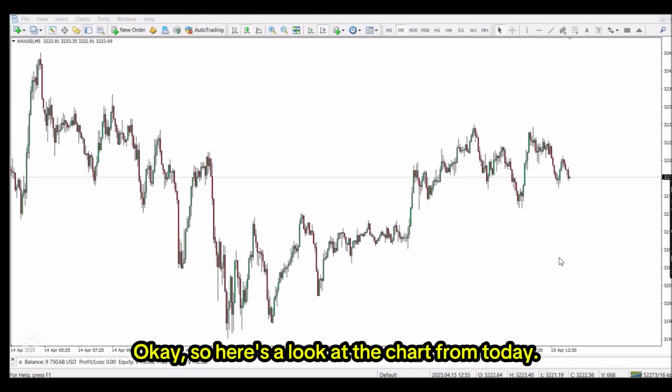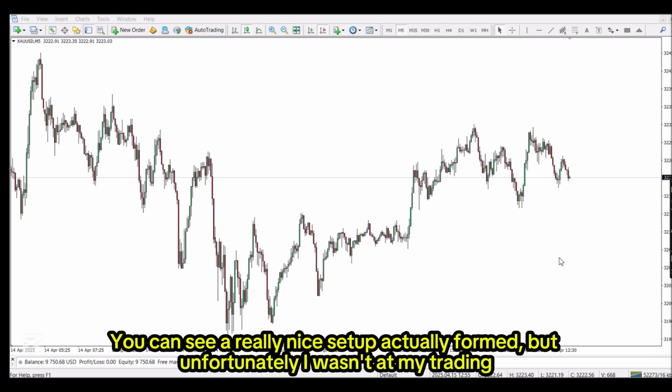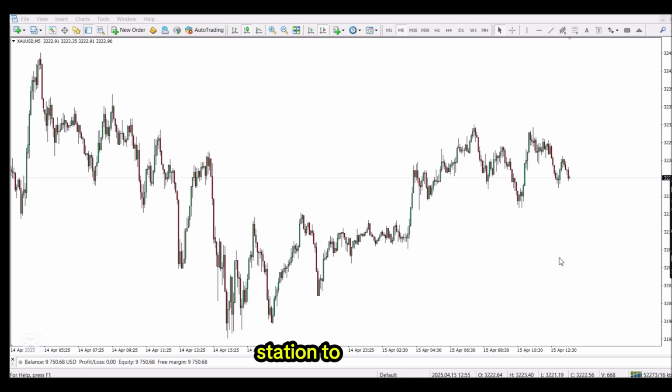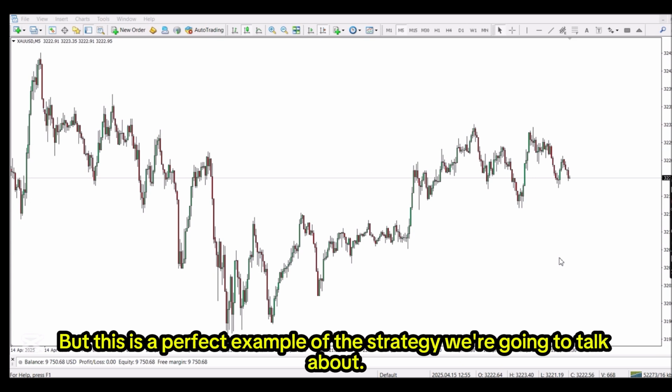Okay, so here's a look at the chart from today. You can see a really nice setup actually formed, but unfortunately I wasn't at my trading station to catch it. But this is a perfect example of the strategy we're going to talk about.